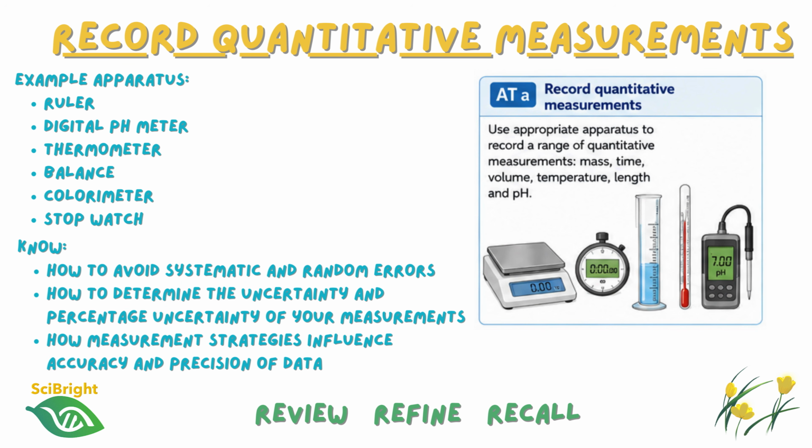First of all, ATA is the appropriate use of apparatus to record a range of quantitative measurements. There are some examples of measurements and equipment shown here, and you should be able to select the most appropriate equipment to aid accuracy and precision. You need to know how to use them to avoid systematic or random errors, and you need to understand the associated uncertainties. You will also need to perform mathematical calculations using the uncertainties of the measuring equipment.